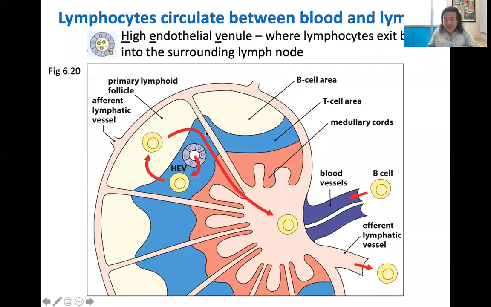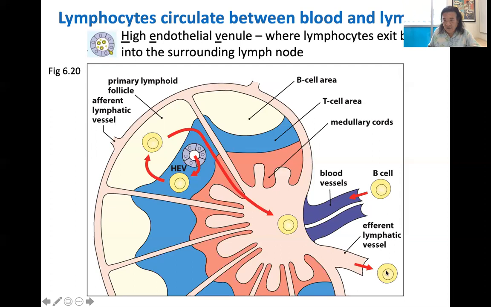Right? That B cell then may or may not have the opportunity to activate right in here, but eventually the only way out of this lymph node is out through the efferent lymphatic vessel, right? Because at this point, right at this point here, this very first red arrow, the B cell has left the blood circulation, right? It's not going to re-enter the blood circulation.